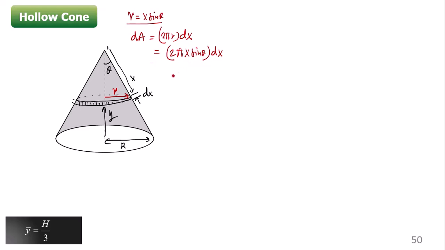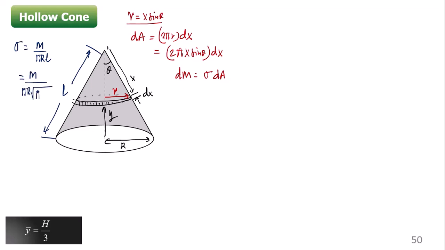Corresponding to this dA, now I can write dm. What is dm? That is sigma into dA. Before that I should write the value of sigma. Sigma is equal to m by area. Area is pi R into L, where L is the slant length of this cone. L is basically our x, or if the height of the cone is given, L is equal to the square root of h square plus R square. So I can write sigma as m divided by pi R into under root of h square plus R square. That is sigma.